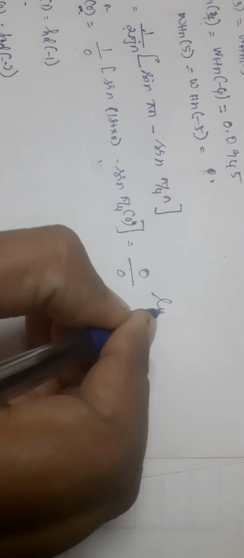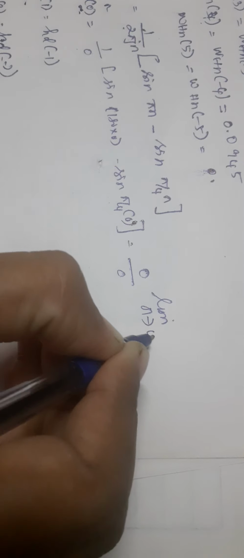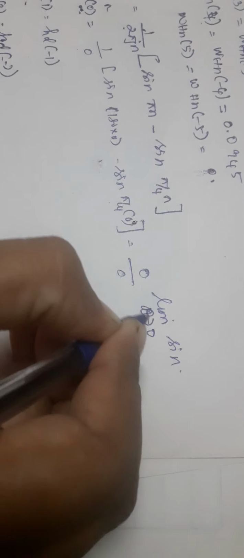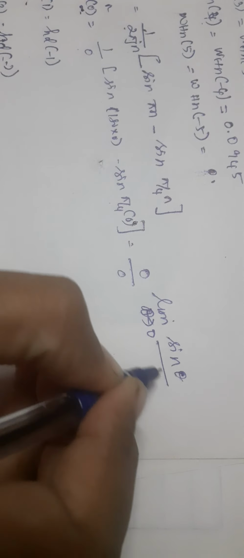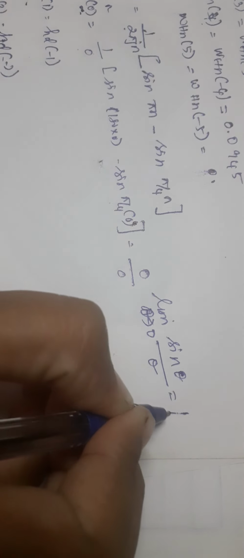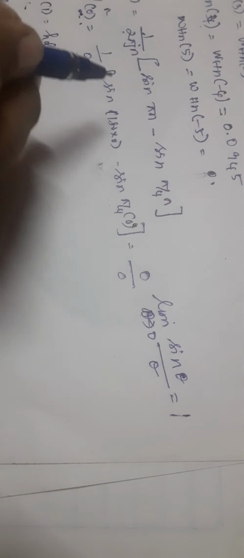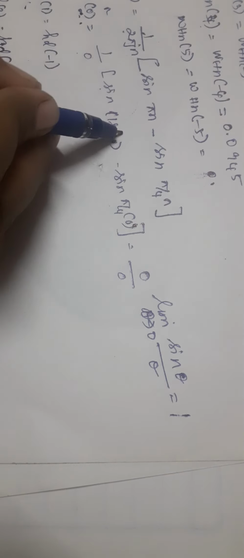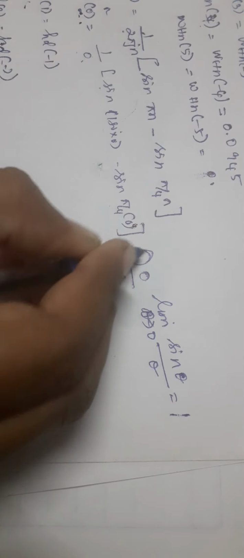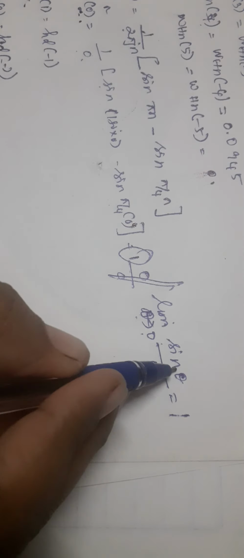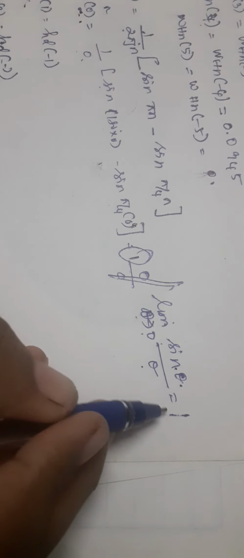So it says limit of theta tends to 0, sine theta divided by theta, you have the answer of 1. So here also same thing, n tends to 0, and the sine of something divided by that same thing, you can have the answer here, it is 1. Don't forget this rule. Limit of theta tends to 0, sine theta divided by theta is equal to 1.